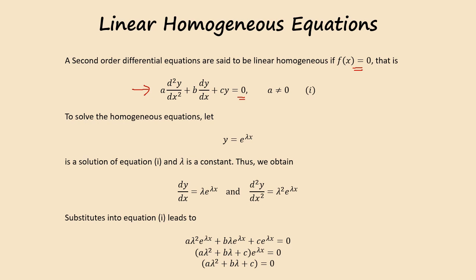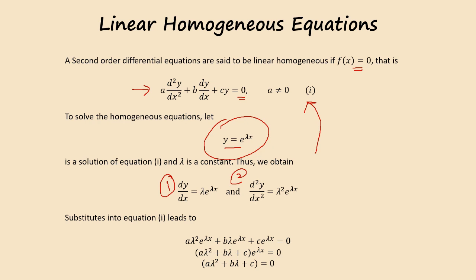Firstly, we let y equal to e^(λx). Then we differentiate this equation twice. Differentiating for the first time, we will have dy/dx equal to λe^(λx). And differentiating for the second time, we will have d²y/dx² equal to λ²e^(λx). After that, we substitute these three equations into our equation number 1.